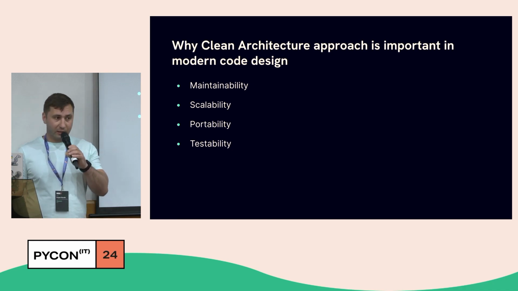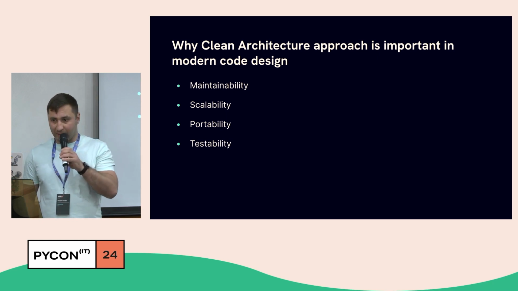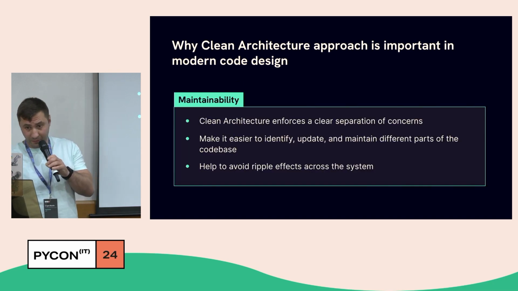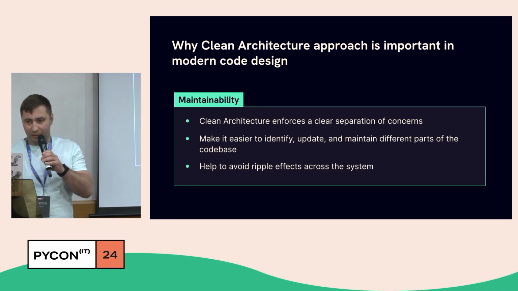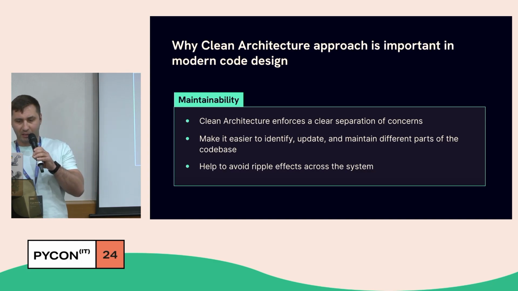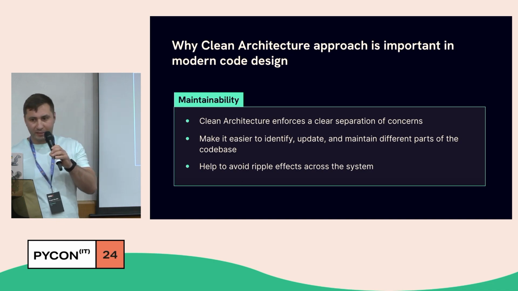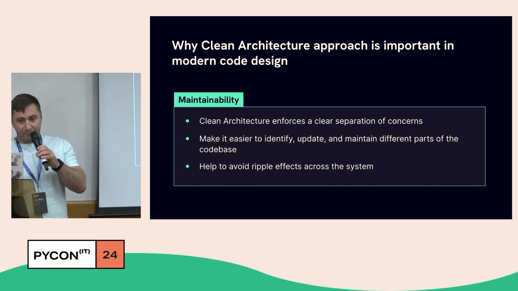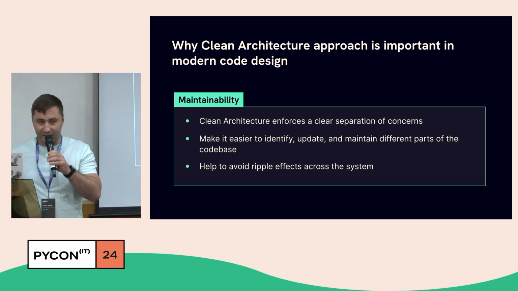So, as I said, clean architecture gives us key benefits. It makes our code maintainable, scalable, portable, and testable. Let's review some details. What about maintainability? Clean architecture enforces clear separation of concerns, makes the code base more modular, independent of external libraries and frameworks, makes it easier to identify, update, and maintain different parts of an application, protects us from ripple effects across the system, and helps to improve the robustness of our code.